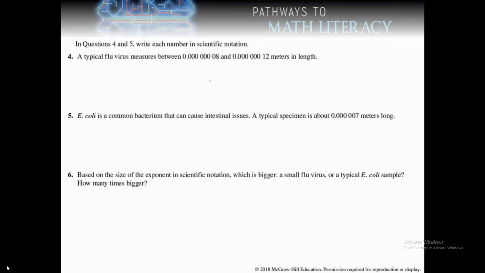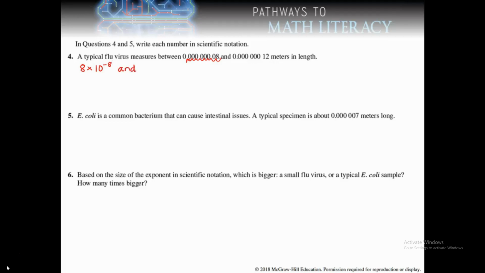Well, looking at the first one, 0.000000008. Just like with large numbers in scientific notation, you find the first digit that is not 0, in this case 8, and write it with a decimal point after it. But in this case, there are no digits after that, so we really don't need that decimal point. So it'll just be 8 times 10. This time, we need to look at, if I put that decimal point after the 8, how many times do I have to move it to the left to get it back where it was? 1, 2, 3, 4, 5, 6, 7, 8. And because I would have to move it to the left, it's 10 to the negative 8th. So 8 times 10 to the negative 8.